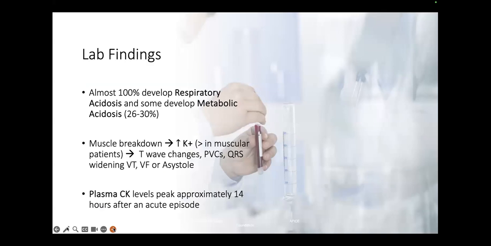Almost 100% of patients obviously develop respiratory acidosis. CO2 is markedly raised. And almost 26 to 30% will also have metabolic acidosis because of lactic acidosis and a rise in hydrogen ion. With muscle breakdown, rhabdomyolysis, there is release of lots and lots of potassium, and this will cause hyperkalemia, which can present as changes on the ECG. You can have T wave changes, premature ventricular contractions, QRS widening as the potassium keeps increasing, and the patient can get into VF and even asystole.